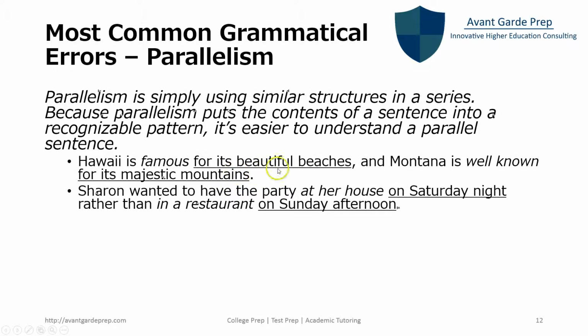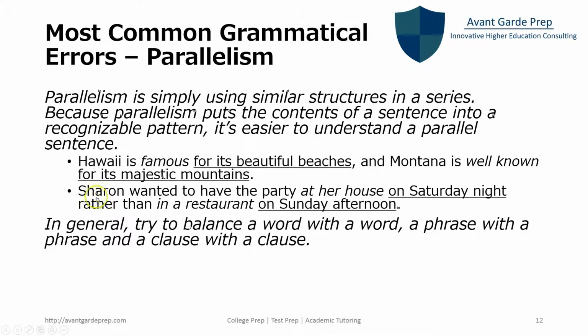Hawaii is famous for its beautiful beaches, and Montana is well known for its majestic mountains. So Hawaii and Montana are our two subjects, and they are both described with adjectives, famous and well known. And what they are famous and well known for in each case follows with a prepositional phrase, for its beautiful beaches, for its majestic mountains. And there's even further parallelism in that the noun, the object of each prepositional phrase, is modified by an adjective. Beautiful beaches, majestic mountains.